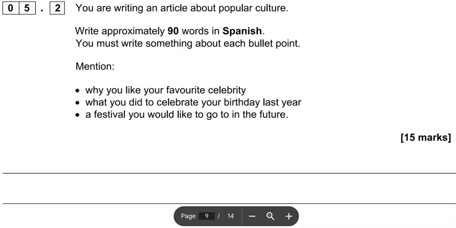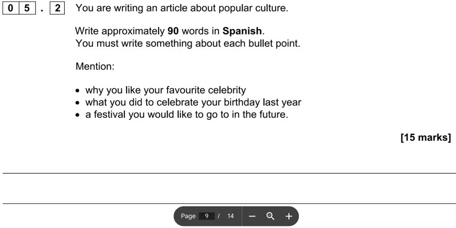This is a walkthrough for the AQA Foundation and Higher Crossover for the writing exam, and you need to write about 90 words in Spanish on the following bullet points that are there. So there will be one bullet point in the present tense, one in the past, and one in the future.